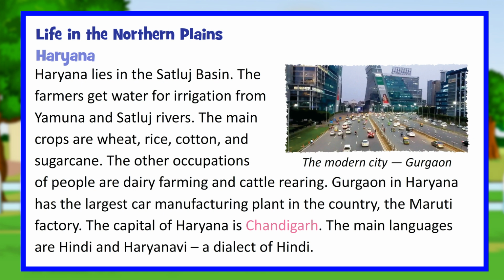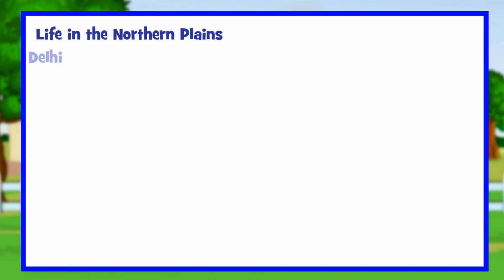The main crops are wheat, rice, cotton, and sugarcane. The other occupations of people are dairy farming and cattle rearing. Gurgaon in Haryana has the largest car manufacturing plant in the country, the Maruti factory. The capital of Haryana is Chandigarh. The main languages are Hindi and Haryanvi, a dialect of Hindi.